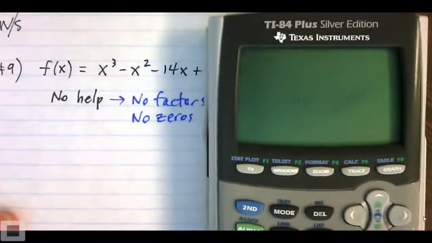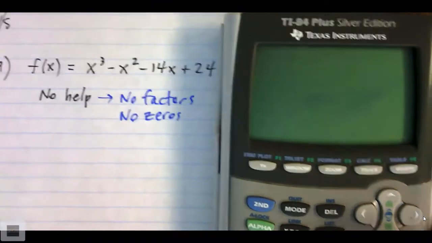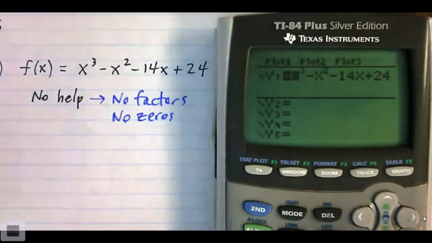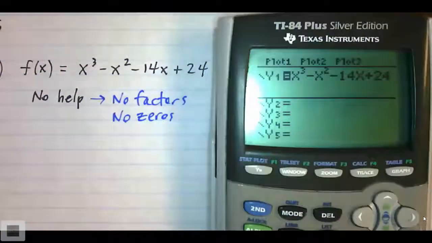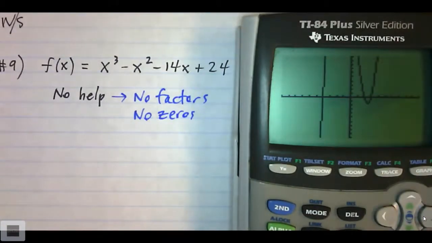So what I'm going to do is I'm going to take this function, this polynomial function, and I'm going to type it into the calculator. And I've already got mine typed in there so that we can see. So it's already good to go. So I've got it typed in. And then what I want to do is I want to graph it, and I want to locate where it's going to cross the x-axis.